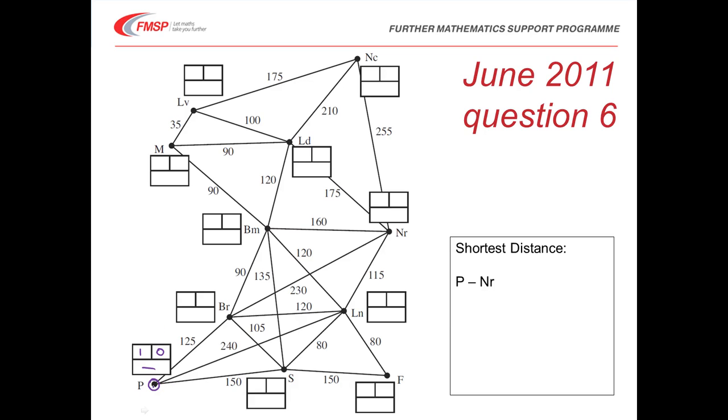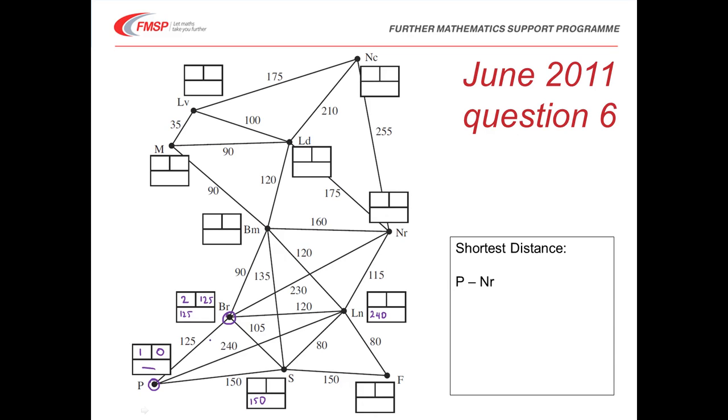So far then, at P the distance is 0. 0 plus 125 takes me to BR. 0 plus 240 is a direct route over here, 240 to LN. P at 0 plus 150 takes me here. And there's only 3 edges out from P, so I've done them all. Now, step back and look for the smallest working value, which is the 125. That becomes the permanent label here, and it's box number 2.